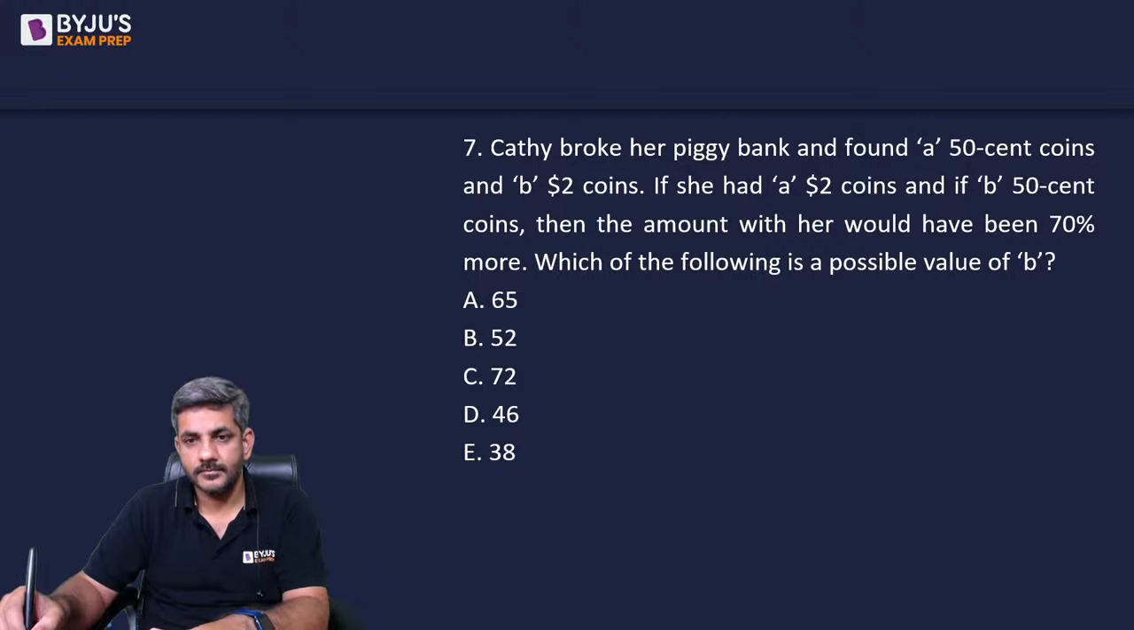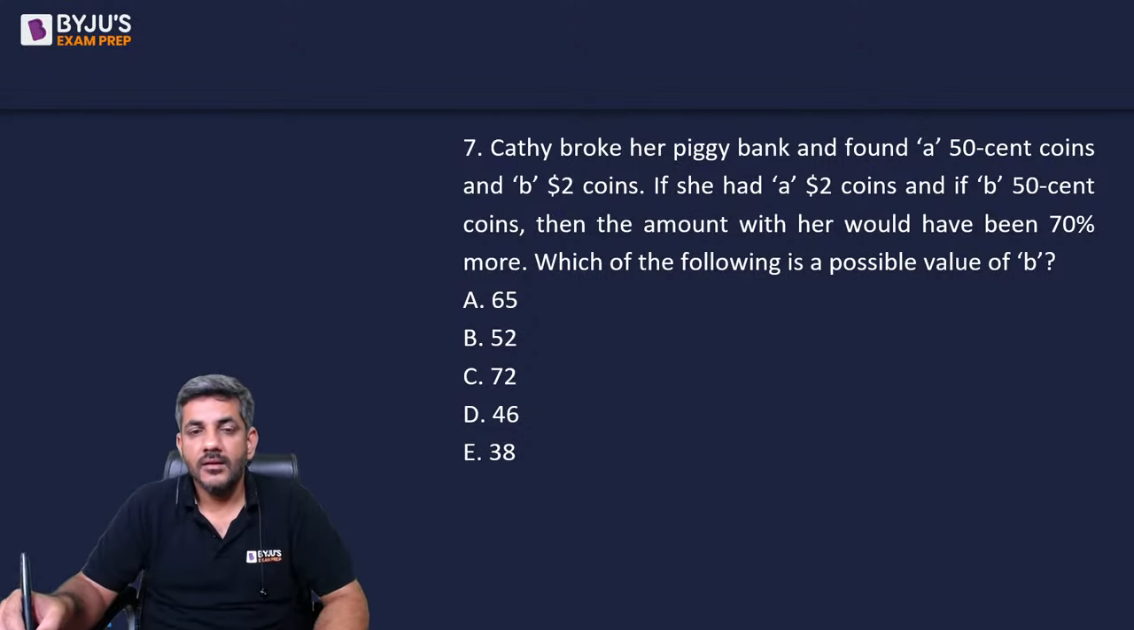Okay, I think we can start now. Let's start doing this question. चलें. Kathy broke her piggy bank and found A 50-cent coins and B $2 coins. If she had A $2 coins and B 50-cent coins, then the amount with her would have been 70% more. Which of the following is a possible value of B?